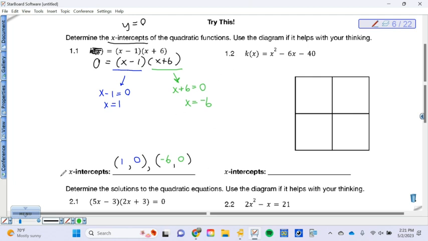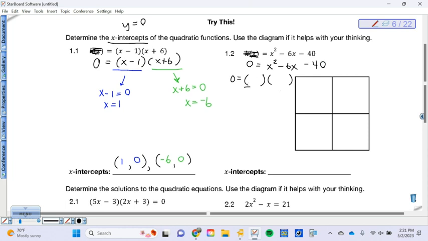Let's look at 1.2. Still trying to find the x-intercepts. What do I replace k of x with? 0. So 0 equals x squared minus 6x minus 40. What form is this in? Standard. So what do I need to do? I need to factor it. If I factor this, that means I'm coming up with 2 binomials that would multiply together to get me this.